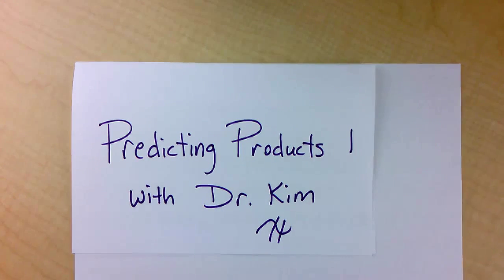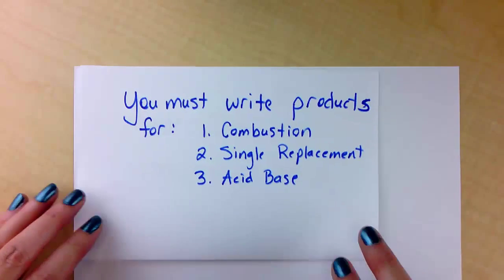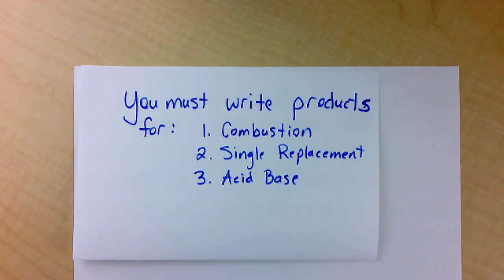Welcome GCC students. This is Predicting Products 1 with Dr. Kim. In Chem 130 at GCC, you have to predict products and write them in balanced reactions for 3 types of reactions. Those reactions are combustion, single replacement, and acid-base reactions.